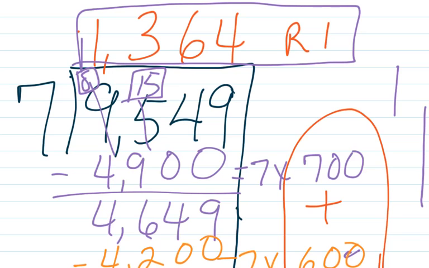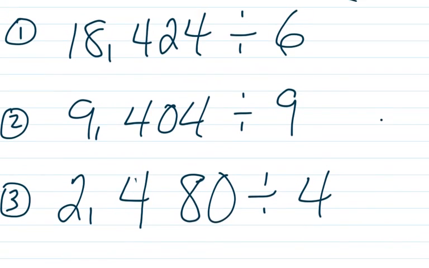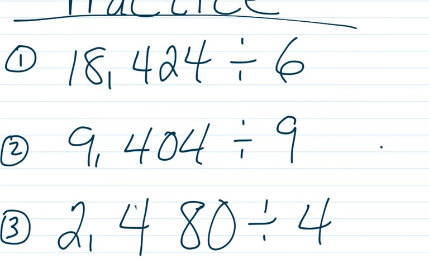9,549 divided by 7 is 1,364 with a remainder of 1. And here are some problems for you to practice. Make sure you go back, take your time, watch the video again if you need to.